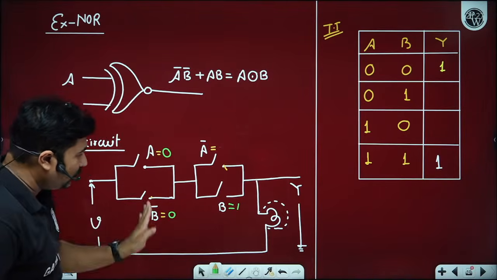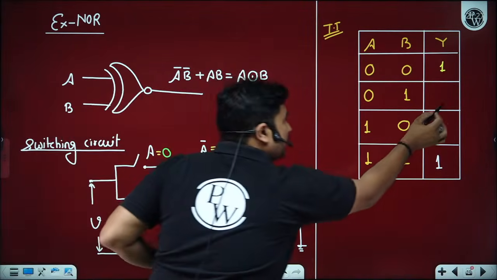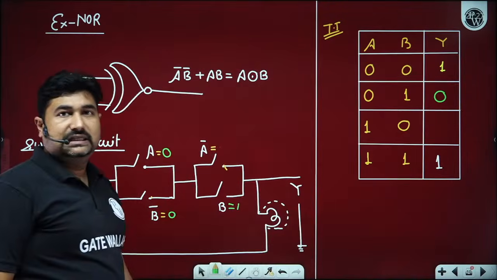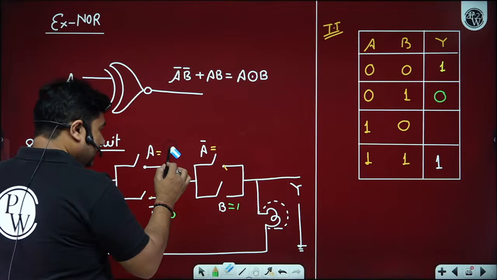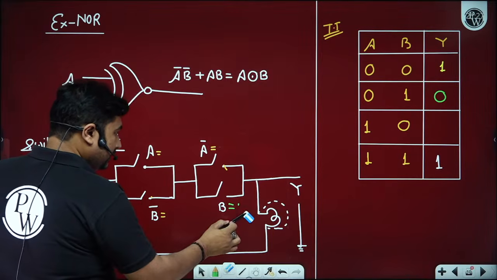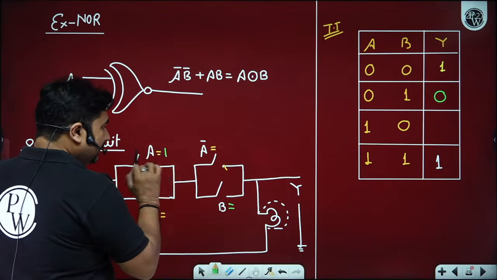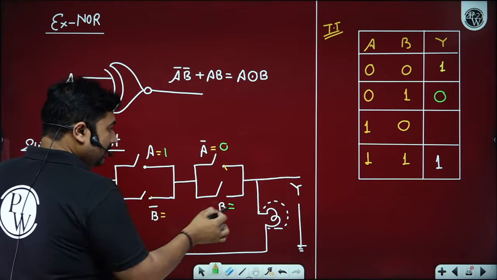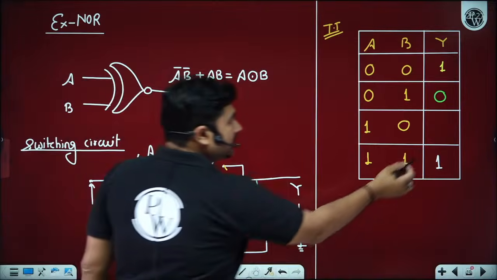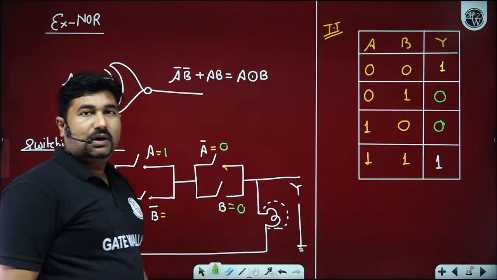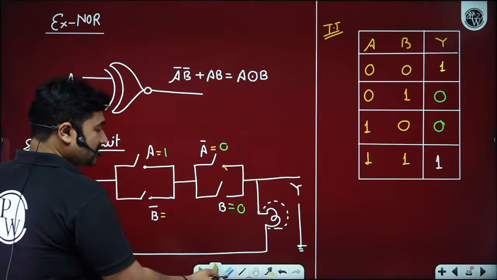Entire circuit is open at this position, so the bulb will not glow and we can say the output is detected as logic level 0. In case of 1 0, what happened? If A is 1, A bar is 0, B is 0. So the entire circuit is open at this position. Again, there is no current flowing through the bulb, or you can say the output is detected as logic 0.